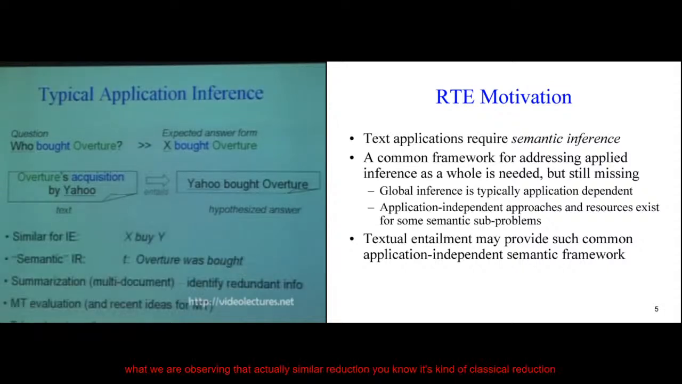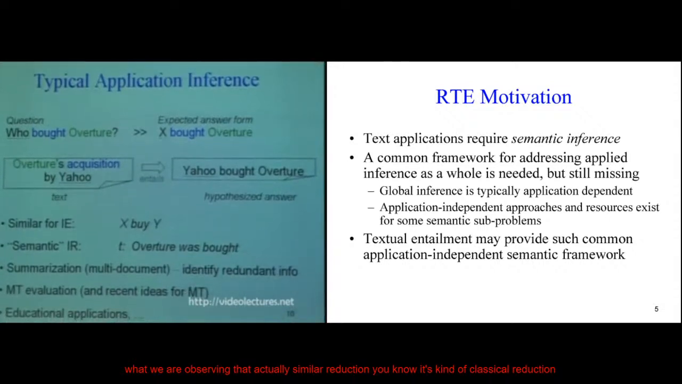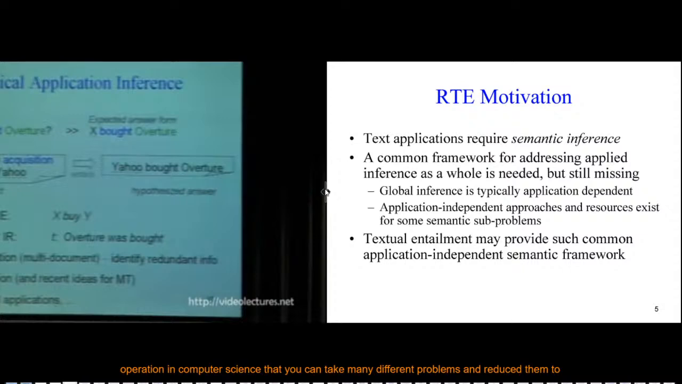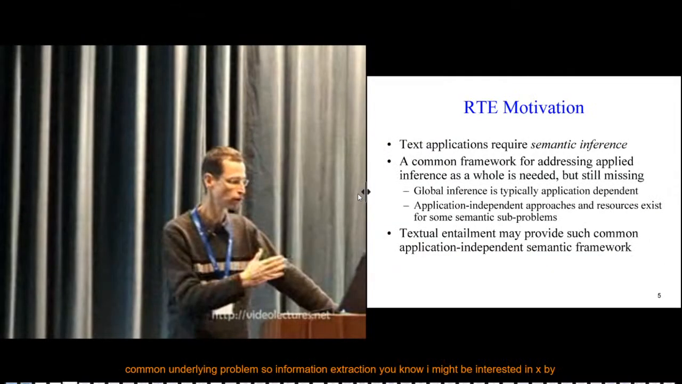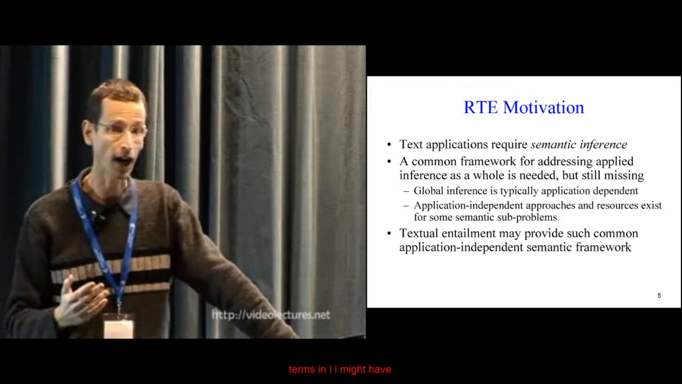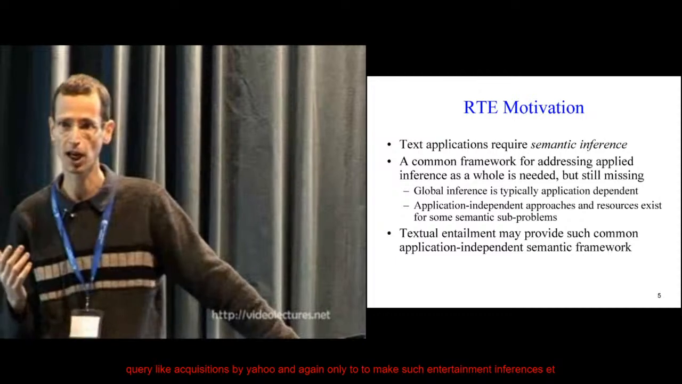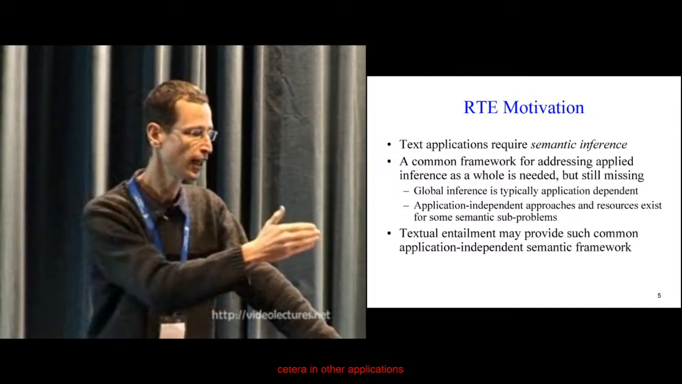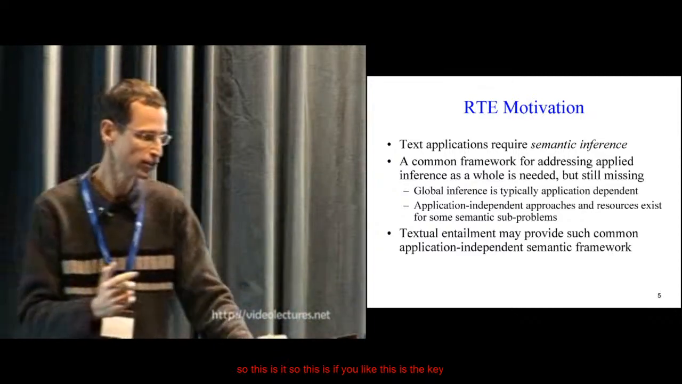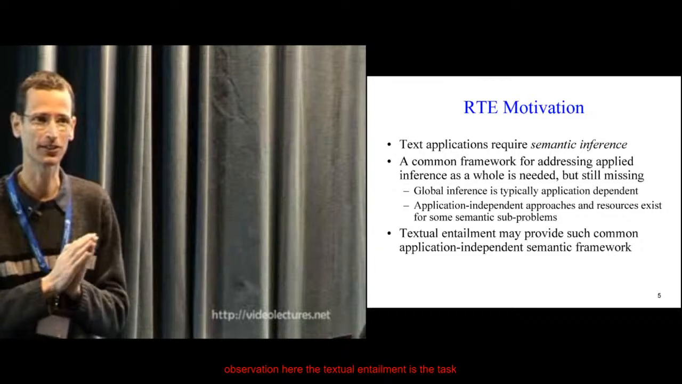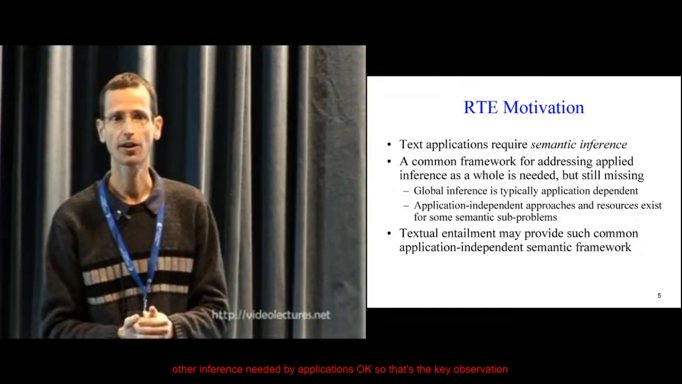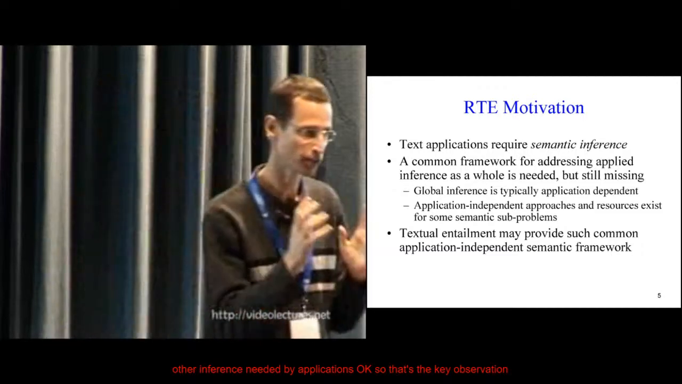And we observe that a similar reduction, a kind of classical reduction operation in computer science, where you can take many different problems and reduce them to some common underlying problem, applies elsewhere. In information extraction, I might be interested in X by Y as my target goal, and again I'll need to make the same entailments. In IR, I might have a query like acquisitions by Yahoo, and again I'll need to make such entailment inferences, and so on in other applications. So this is the key observation here: textual entailment is a task to which you can reduce many other inferences needed by applications.